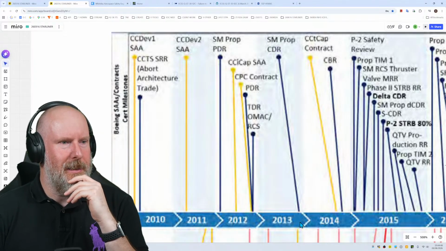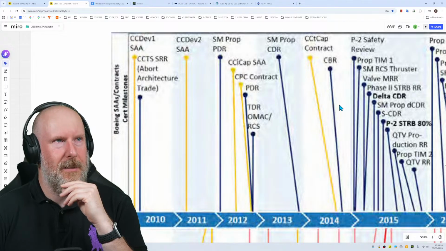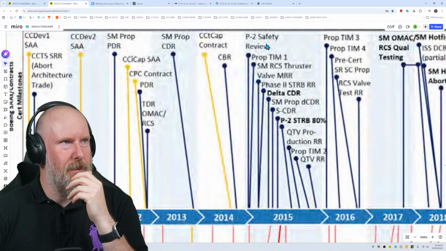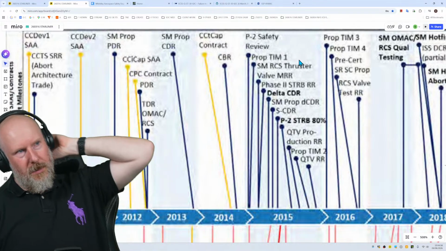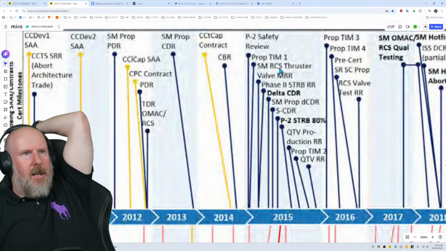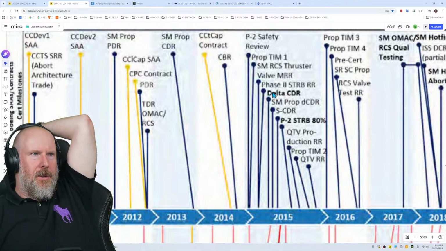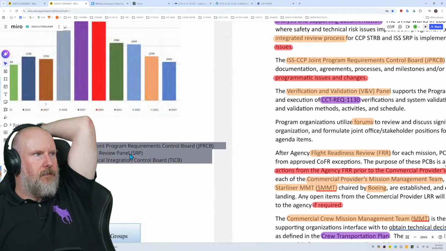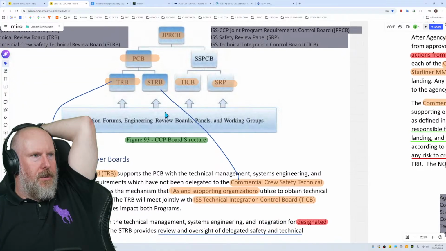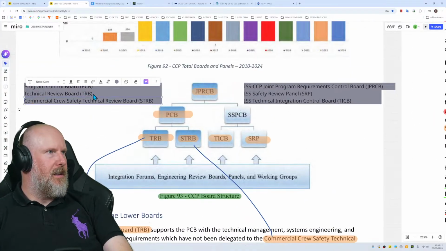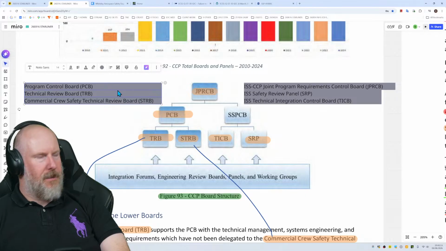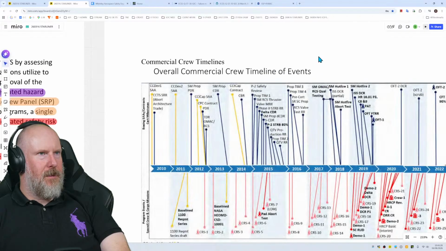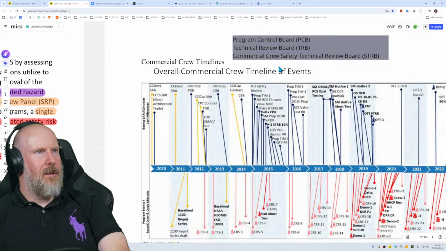CDR 2013. CBR, don't know what that is. Is it a spelling mistake? Don't know. P2 safety review. Prop Tim 1, service module RCS thruster valve MRR phase 2, STRB. Oh, so these are these reviews. So the STRB and the TRB and the PCB. Let's just copy those. Bring them across here. Paste it up here. There we go. So we've got, what have we got?